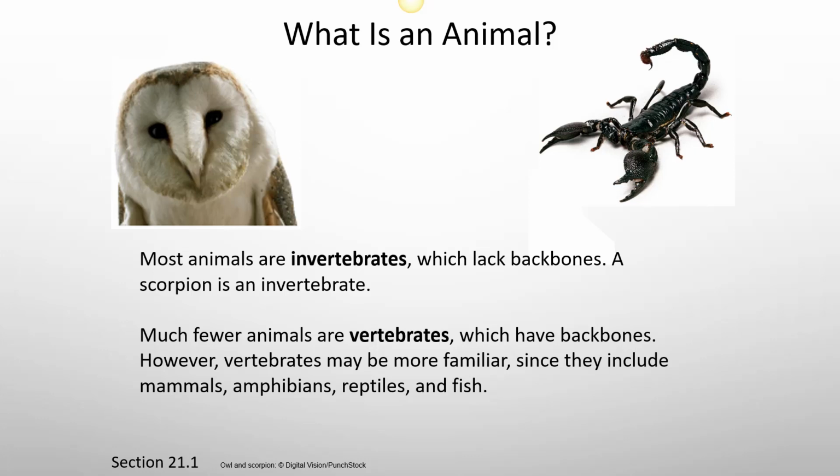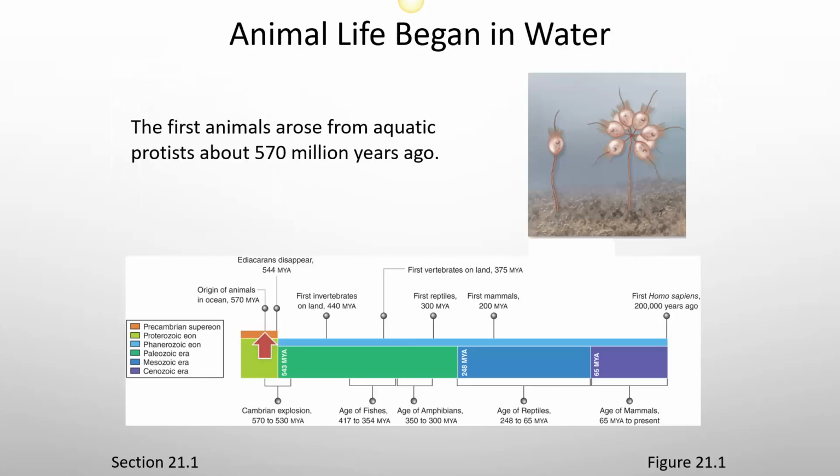Most animals are invertebrates, which lack backbones. A scorpion is an invertebrate. Much fewer animals are vertebrates, which have backbones. However, vertebrates may be more familiar to us since they include mammals, amphibians, reptiles, and fish. So when we think of an animal, we usually don't think of an insect. We think of like a puppy or a kitten or something like that. But a majority of animals on Earth are actually invertebrates.